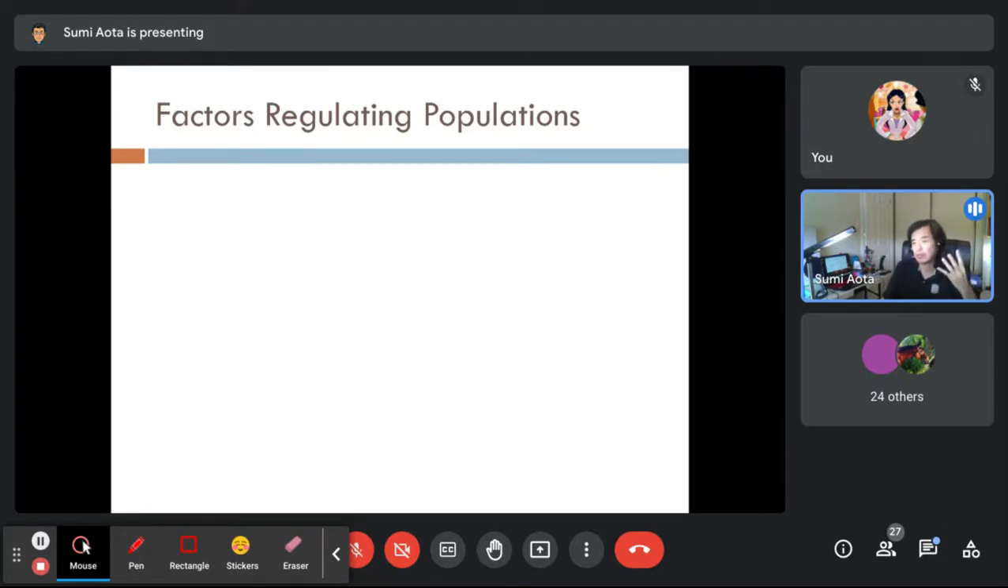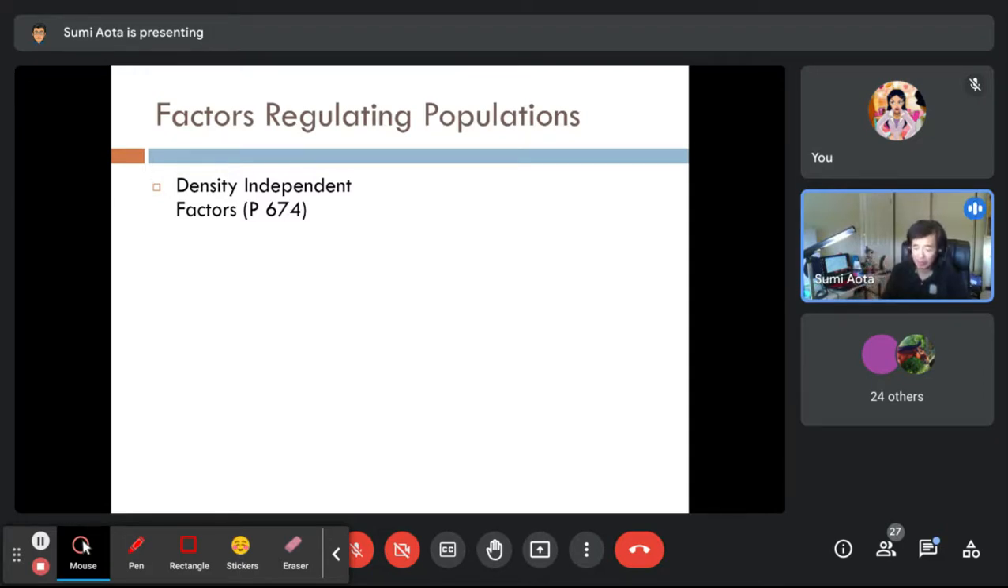Okay, so there are 4 variables that control population size: birth, death, immigration, emigration. So what we're going to look at are the factors that affect those 4 variables. Okay, because if you change what impacts those 4 variables, you're going to change population size. Okay, so there are 2 kinds of factors when it comes to regulating populations. Ones that are density independent and ones that are density dependent.